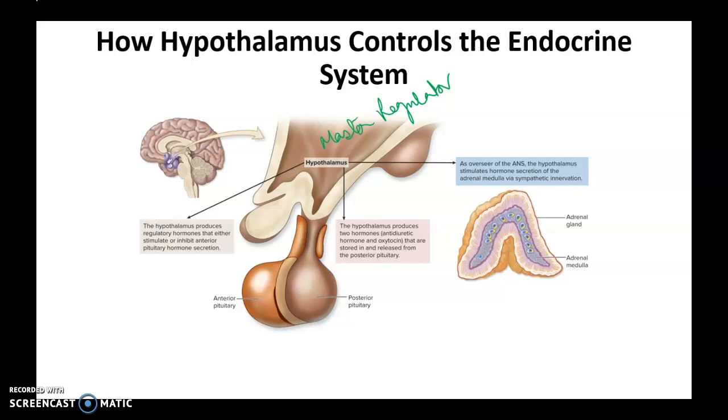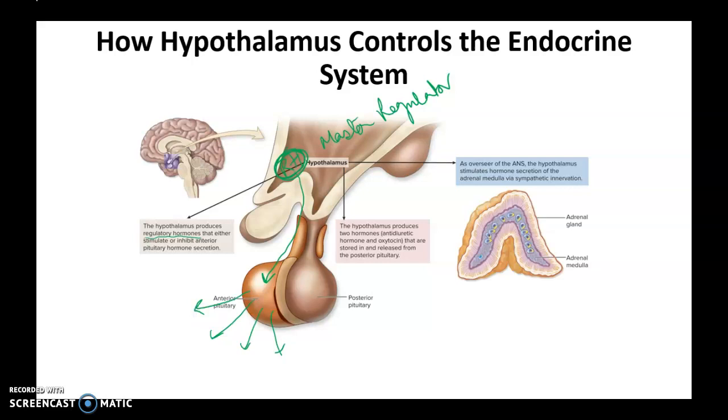First, the hypothalamus produces some regulatory hormones, RH. The regulatory hormones are produced in the hypothalamus, and they travel to the anterior pituitary. In response to those regulatory hormones, the anterior pituitary releases a bunch of other hormones, which we will look at in the next slide. Okay, so that's regulation number one.